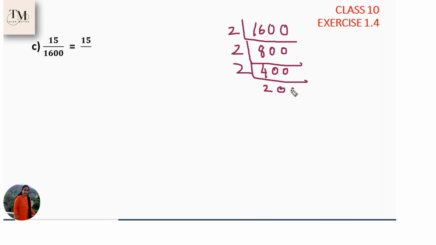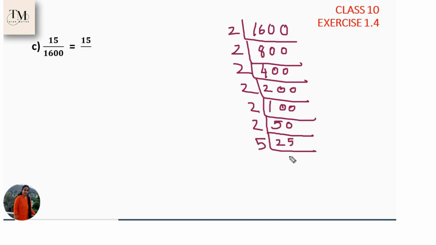2 2s are 4. Next I am taking again 2. 1 2s are 2 and zeros here. Next 2. 5 2s are 10. 0. Again 2. 2 2s are 4. Balance 1. So 5 2s are 10. Next I will take 5. 5 5s are 25. So I can stop here. So how many 2s are here? 1, 2, 3, 4, 5, 6. So 2 power 6 into 5 power 2.